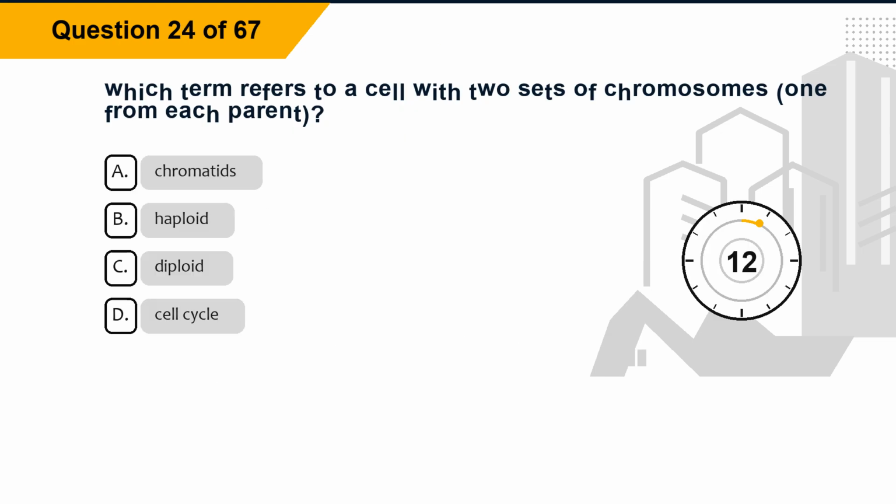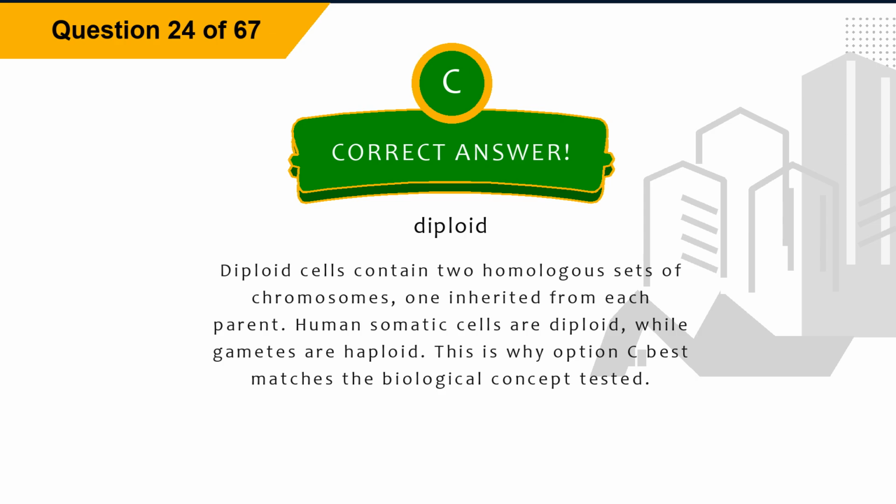Question 24. Which term refers to a cell with two sets of chromosomes, one from each parent? Option A, chromatids. Option B, haploid. Option C, diploid. Option D, cell cycle. The correct answer is option C, diploid. Explanation. Diploid cells contain two homologous sets of chromosomes, one inherited from each parent. Human somatic cells are diploid, while gametes are haploid. This is why option C best matches the biological concept tested.